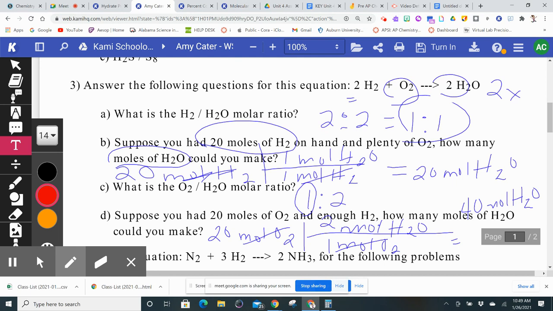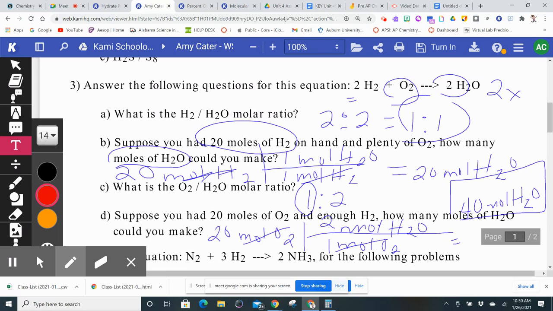Any questions? What would I do if I wanted to find out how many atoms, I'm sorry, not atoms, how many molecules of water I would have in that 40 moles? So in this 40 moles of water that I have right here, how would I figure out how many molecules of water that would be?